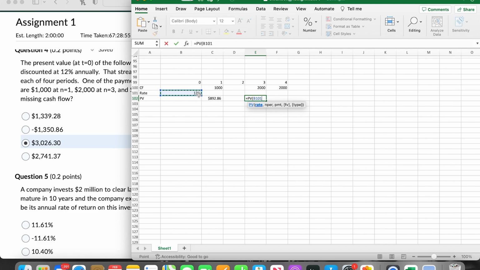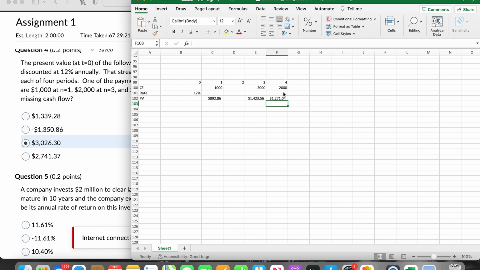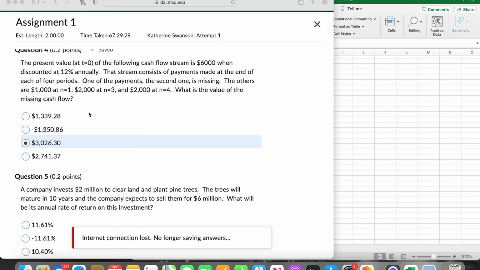So now we're going to repeat the same process for 3 and 4. We're going to skip 2 because we don't have any values for 2, and that is what we are calculating. And the crucial part is that negative in front of the FV value of 2,000. $1,423.56. PV, 12%, 4 periods, negative 2,000. Perfect. So now we're going to be looking at the sum of 1, 3, and 4 and subtracting it from the total cash flow stream of $6,000.